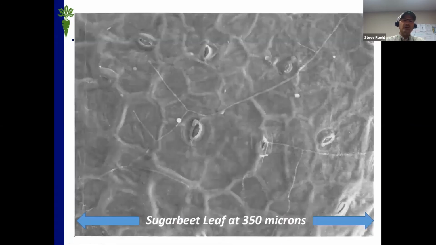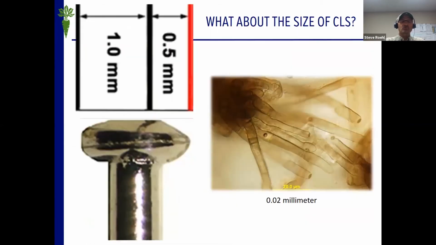Now, if we take a look at a leaf about the size of a grain of salt on a leaf, this is 350 microns across, about the size of that grain of salt. There are 7, 8, or 9 even, I only count 7 here, but I think there might even be one over here, 8 or 9 potentially stomates on this relatively small portion of this leaf from a scanning electron microscope.